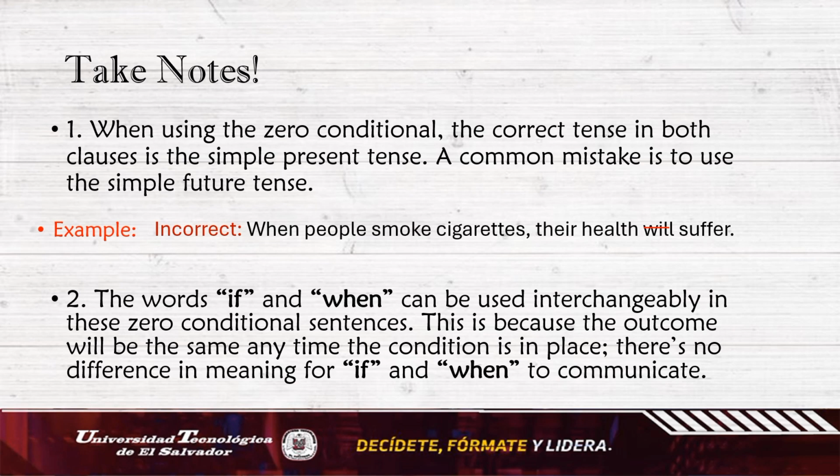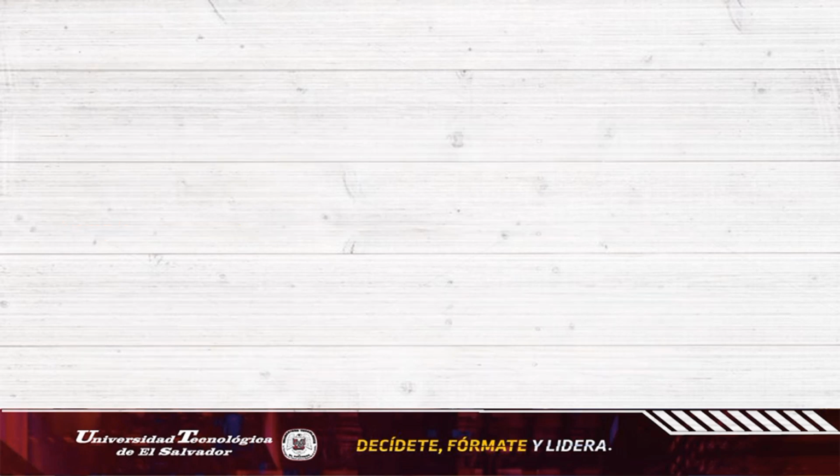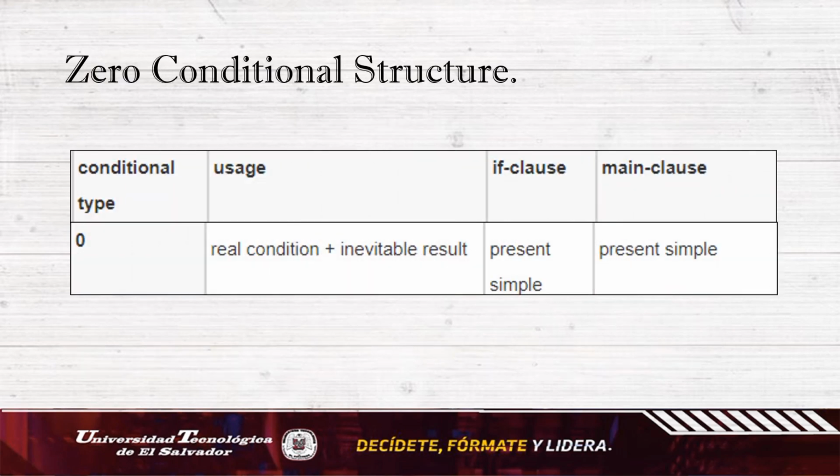Second, notice that the words if and when can be used interchangeably in these zero conditional sentences. This is because the outcome will be the same anytime the condition is in place. There's no difference in meaning between if and when. In the following chart, you can see the structure of the zero conditional.